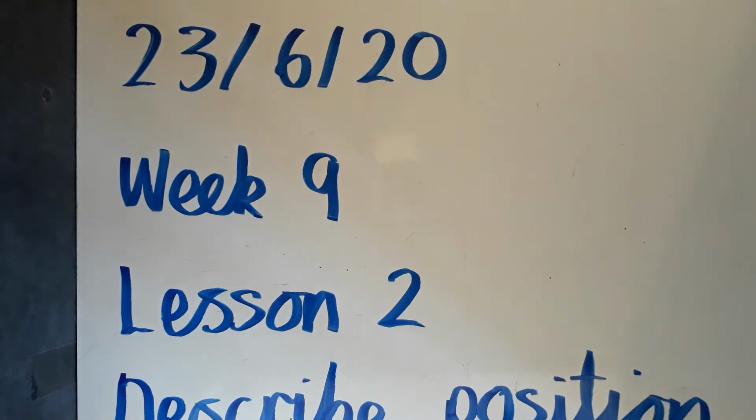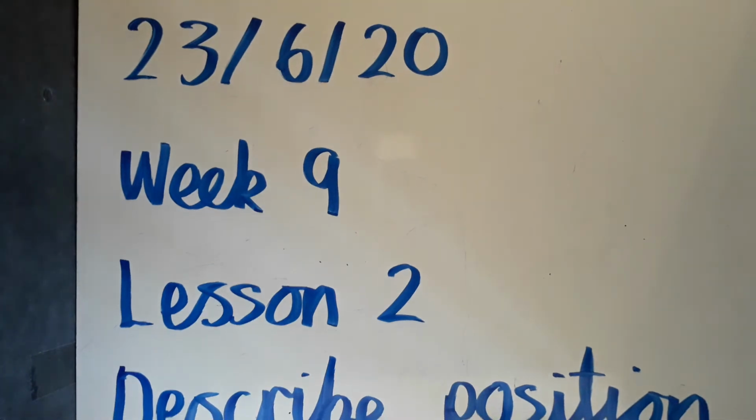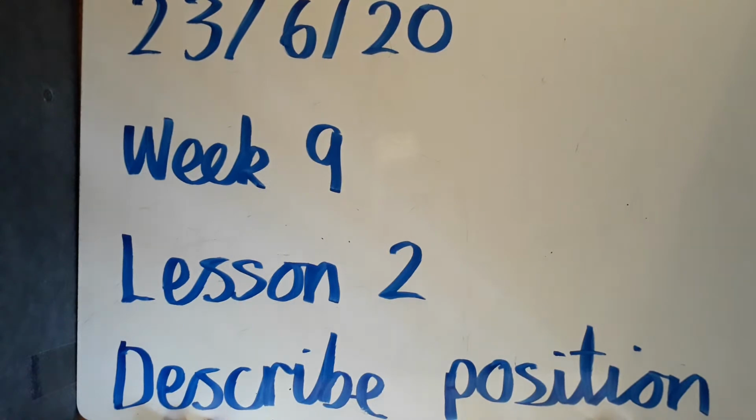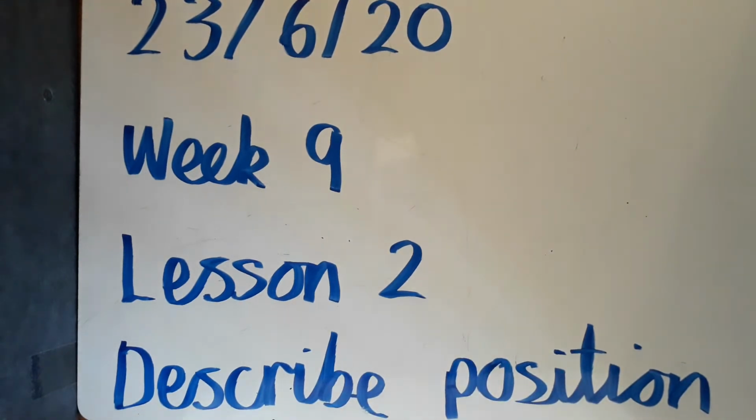Good morning, Year 4. It's Tuesday, week 9, lesson 2, and this is our second lesson called Describe Position. We're just going to have a couple of hints and tips, have a quick look at the questions, and we should be done. It builds on the coordinates work that you did yesterday from Espresso and the White Rose worksheet, okay?